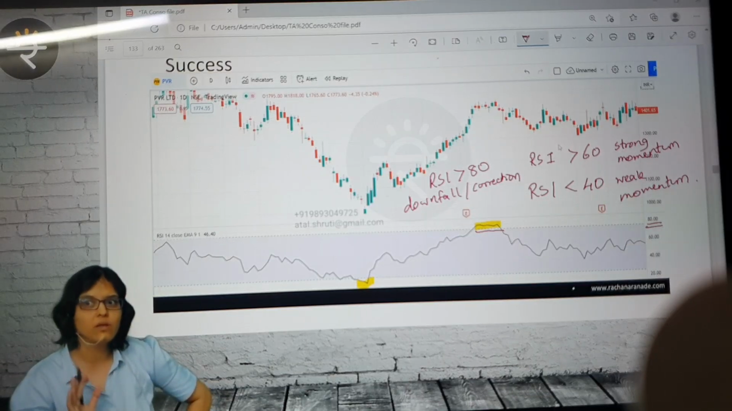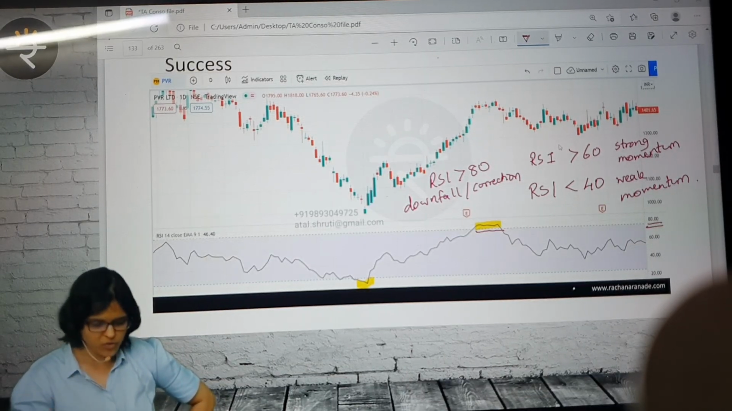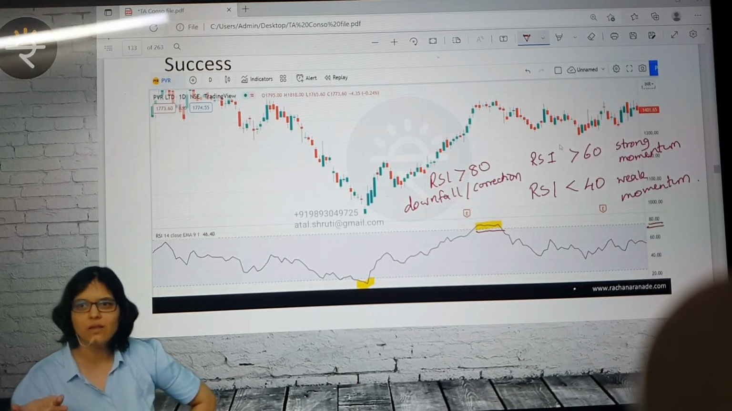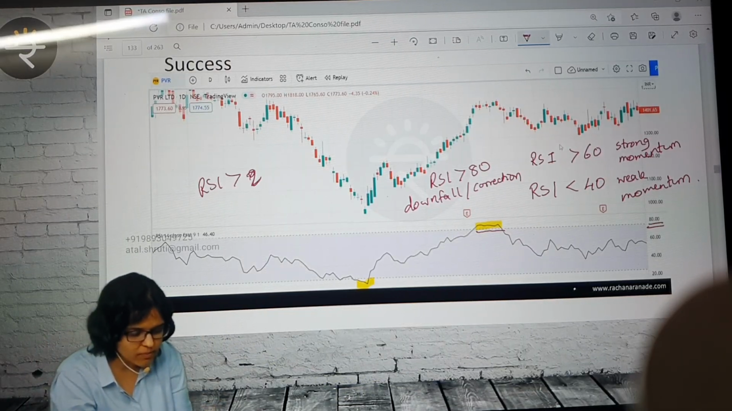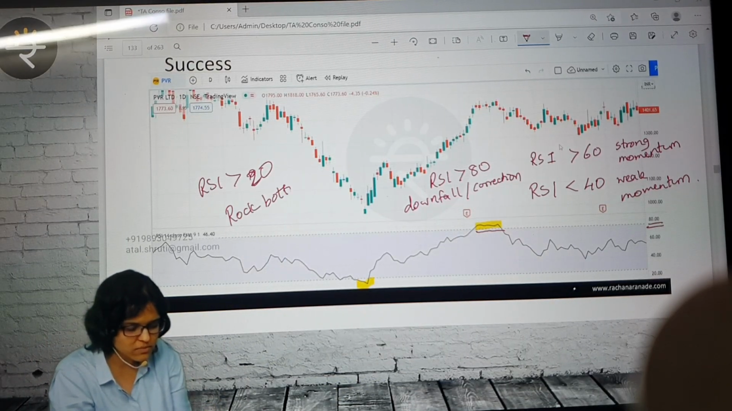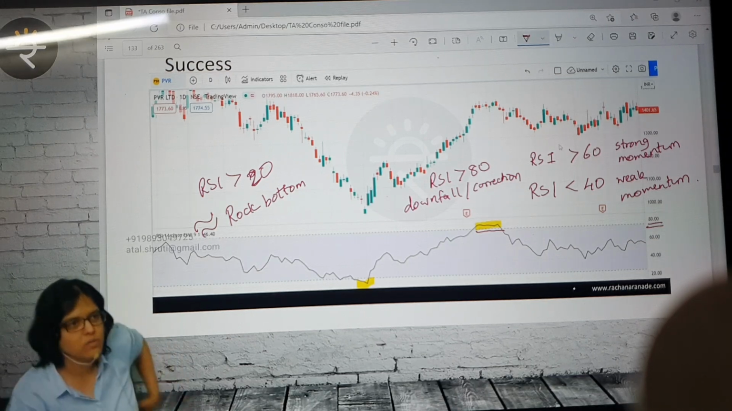So be careful above 80. This is one main point. And if it is going down to somewhere around 20 levels, you can see a nice reversal. This is the flat bottom, rock bottom you can see. So RSI below 20 can be like rock bottom. This is almost equal to, not always equal to, almost equal to rock bottom.